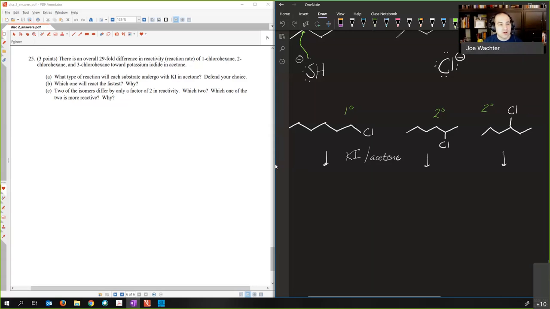And so which one of those two is more reactive and why? Well, what do you think? If one of them is only a little bit more reactive, so twice as reactive than the other, which one, the middle one or the one on the right is gonna be a little bit more reactive? Yeah, the middle one, why? You're correct.